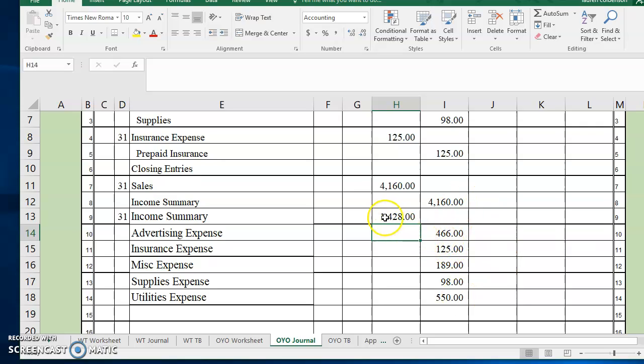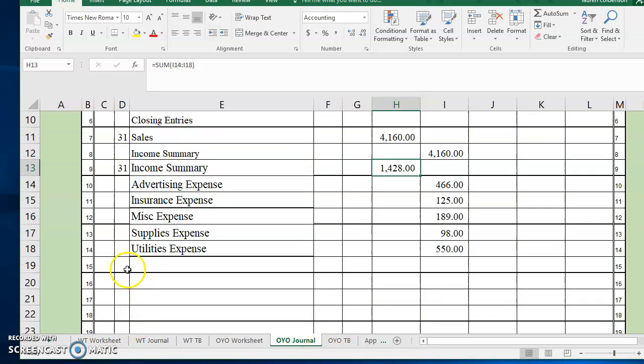And there is my total expenses. They are going to be debited into income summary, and I'm going to credit each of the expense accounts. So now I've closed out my sales and I've closed out my expenses. Next thing I want to do is close out my income, my net profit for the period. So I'm going to use that income summary again, and I'm going to credit my capital account.